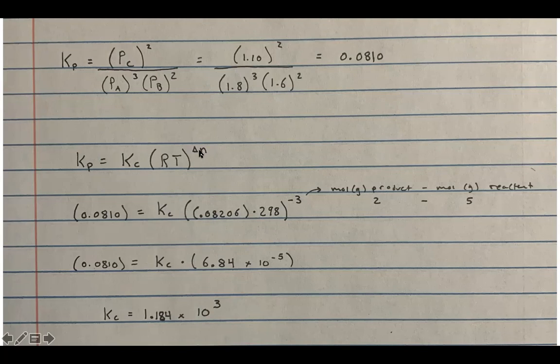Delta n stands for the change in number of moles of gas. To solve for delta n, you take moles of gaseous product, which would be D, and there were 2 moles of that. From that, you subtract moles of gaseous reactant, of which there were 5 moles in the gas phase: 3 moles from reactant A and 2 from B. So 2 minus 5 is -3. We raise that whole portion to -3, and that should have given us an answer of 1.184 times 10 to the third.